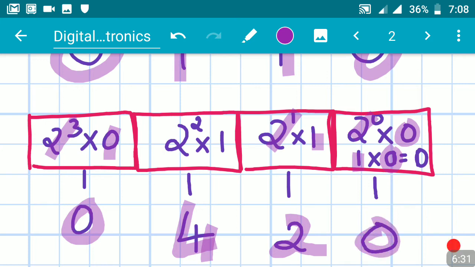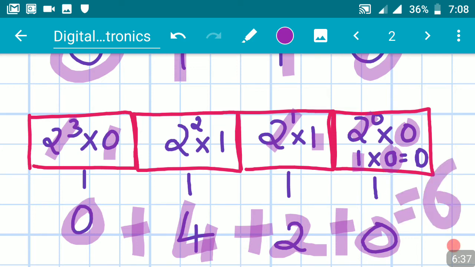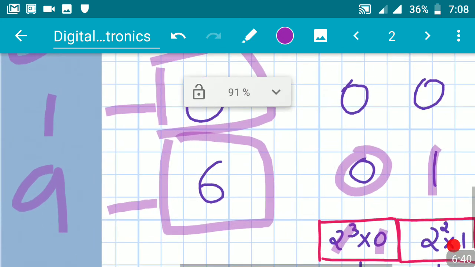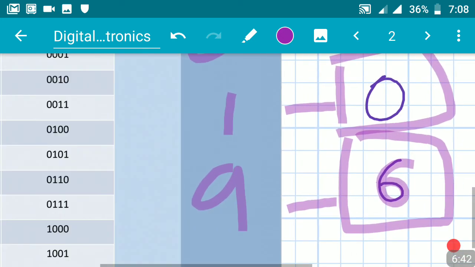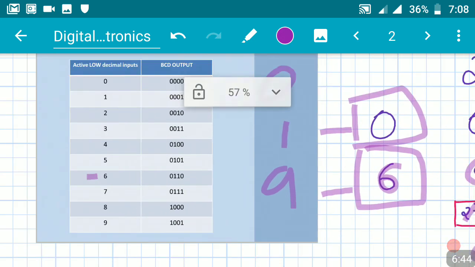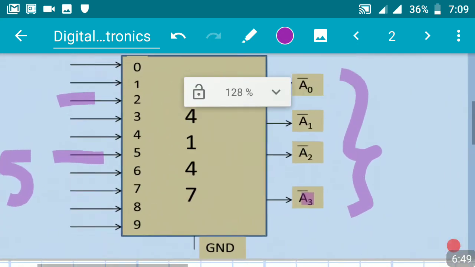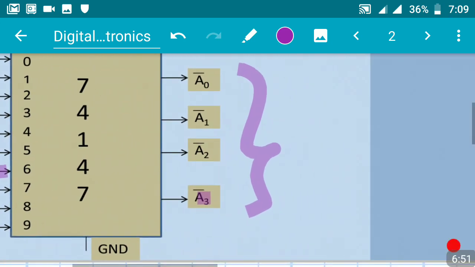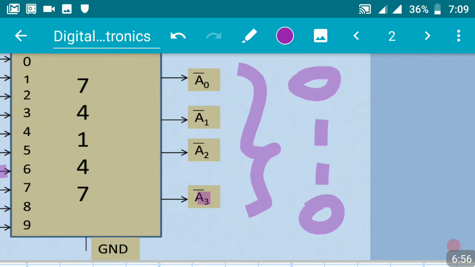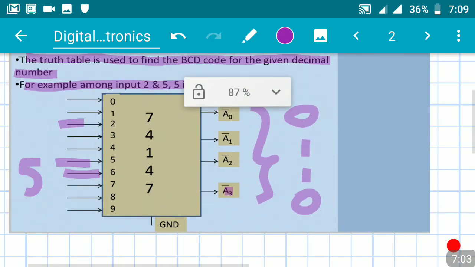So finally, what shall we do? We shall add all these numbers, 0 plus 4 plus 2 plus 0. So 4 plus 2 is equal to 6. 6 is your answer. When you activate the input with respect to 6, what is the code that you are going to get? 0 1 1 0, and this is going to be the output. This is how the priority encoder works.